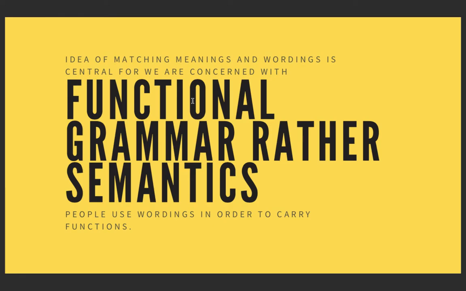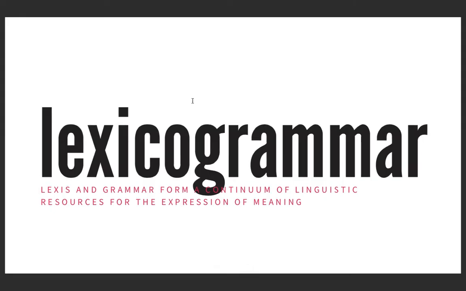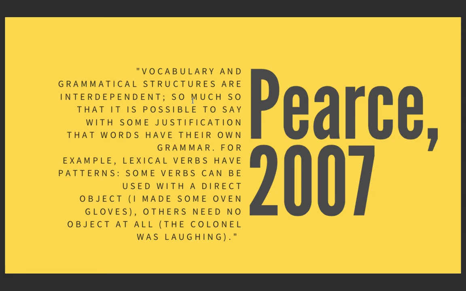Michael Halliday has used this term, lexical grammar, to capture his view that lexis, or words, and grammar form a continuum of linguistic resources for the expression of meaning. It means to say that in functional grammar, we have words that have particular grammar. We have words that have functions in the syntax. Furthermore, it can be articulated by Peirce 2007. He says that vocabulary and grammatical structures are interdependent.